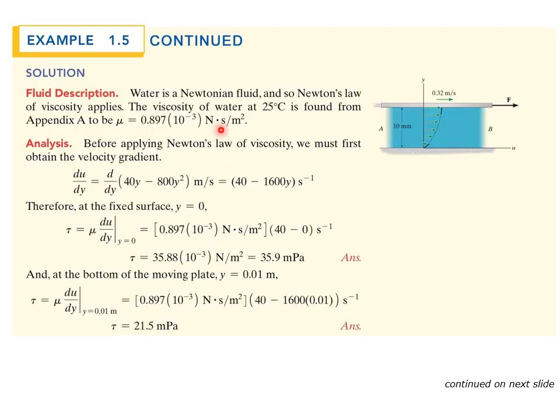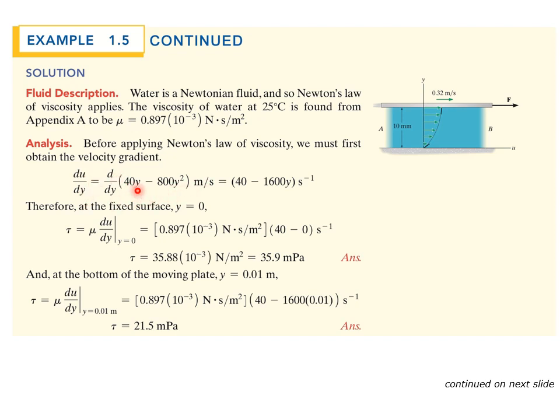So again, first of all, we can find what the viscosity of water is at 25 degrees C using those tables. If you look it up, it's 0.897 times 10 to the minus 3 Newton seconds per square meter. We can calculate the gradient, so it's du/dy, and we know what u is as a function of y, so we can calculate this derivative.